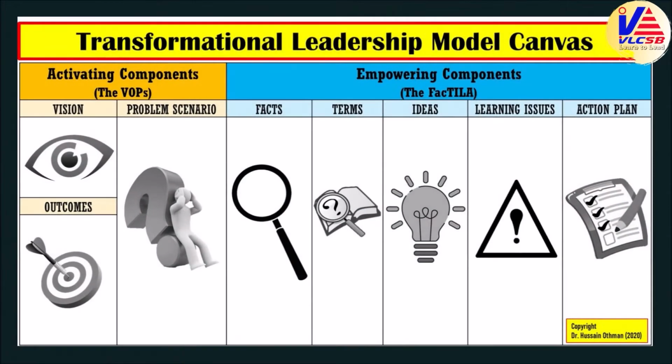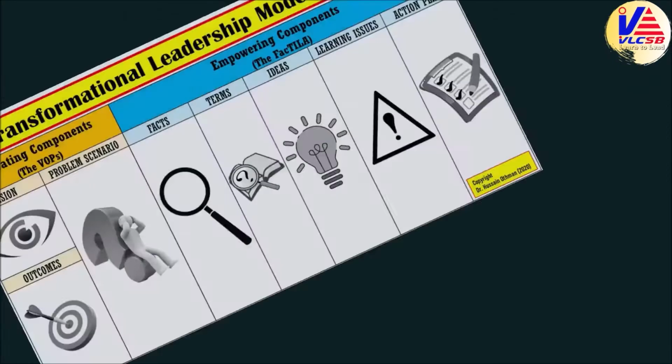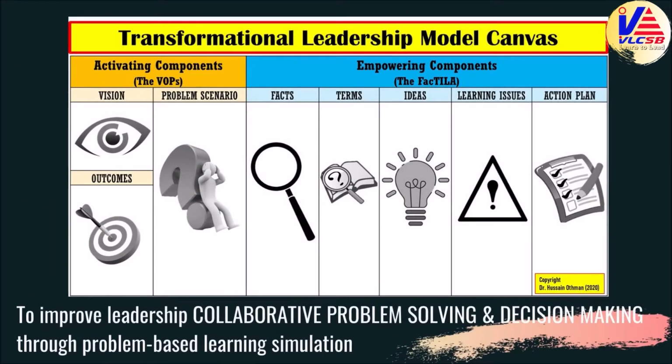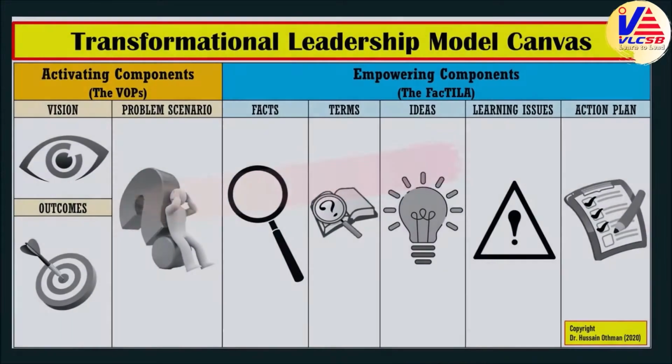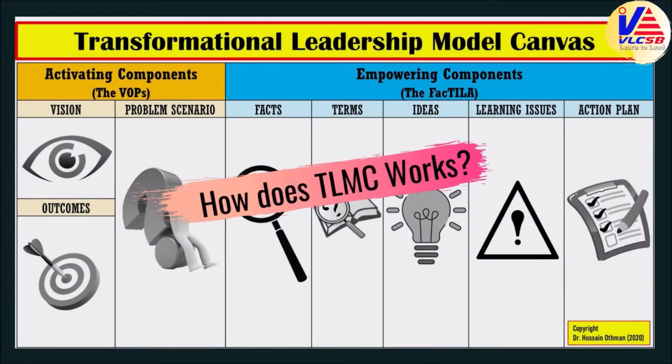The Transformational Leadership Model Canvas, TLMC, is a leadership learning tool used to visualize all possible solutions to a problem scenario facing the leaders and their organization. The main purpose of this model canvas is to improve leadership collaborative problem solving and decision making through problem-based learning simulation and experience. How does TLMC work?